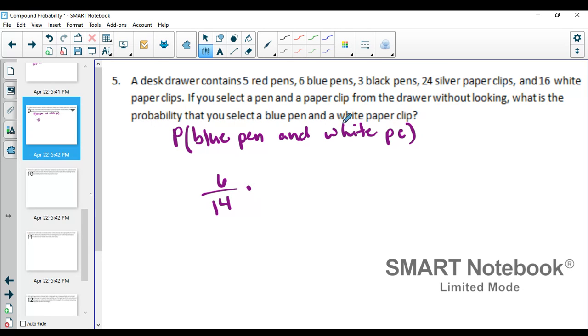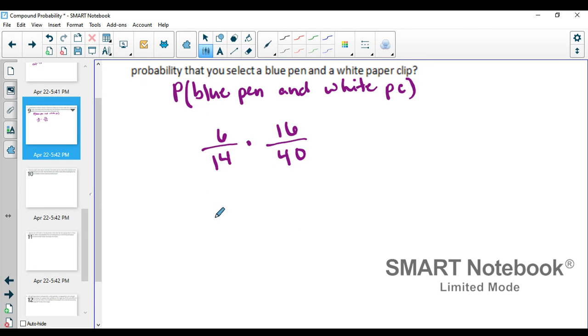We just need to write the ratio of white paper clips. So we have 24 silver and 16 white, so that's 40 total paper clips. And 16 of them are white. So we're going to just multiply those two together. I'm actually going to simplify these fractions first just because it's going to be easier to multiply. So this is 3/7 times 2/5.